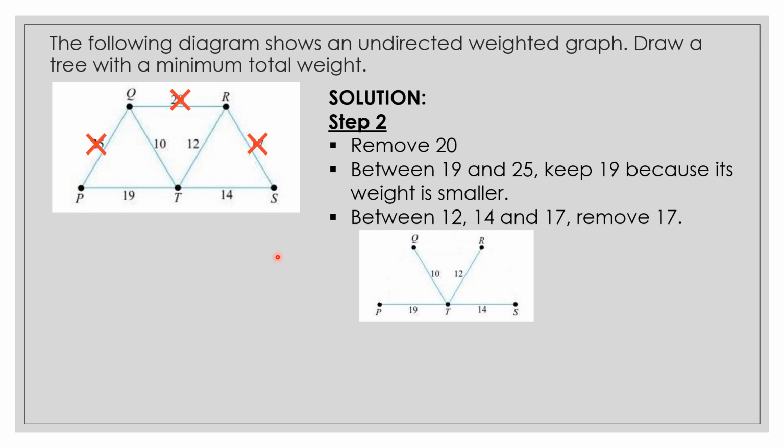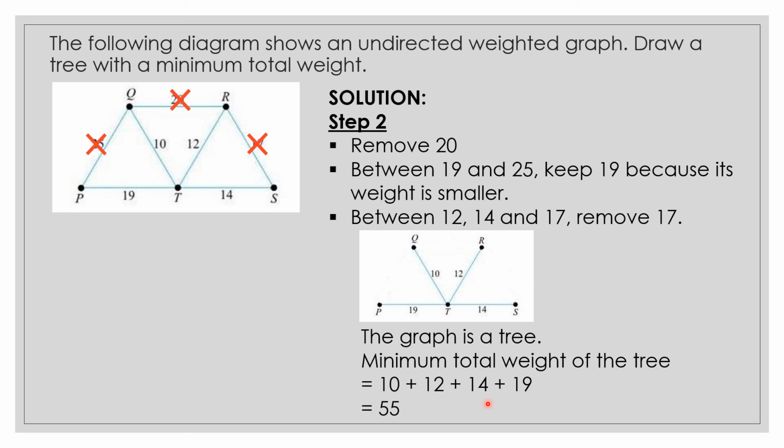So this is a tree because all vertices are connected, and the minimum total weight of this tree is 55. So we add 10, 12, 19, and 14, which gives you 55.